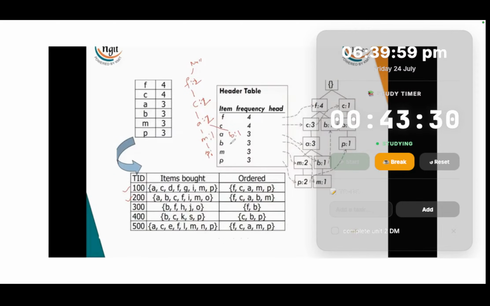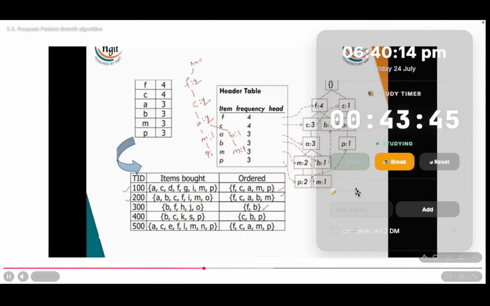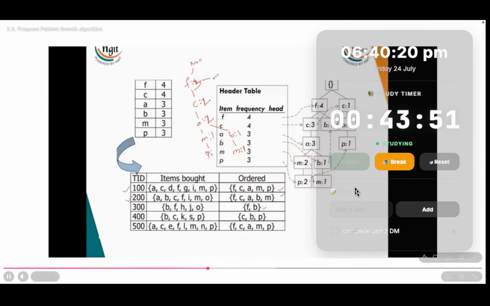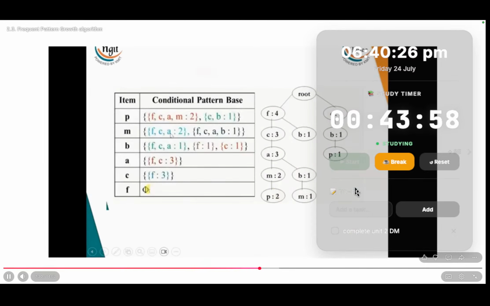Next, we have M, but there is no path for B to M. So create a path for M here. So now the path for M and the count of M will be what? 1. These two transactions were completed. Next we have F to B, but we have the node F, so you can make it as 3, but we don't have any node here. So create a node B. C, E, and F repeated will be M conditional tree.